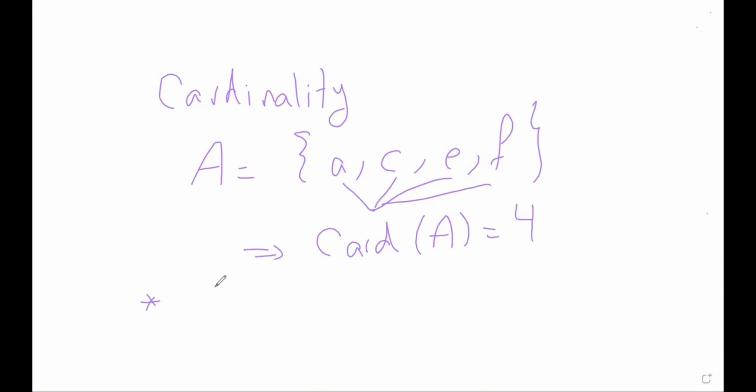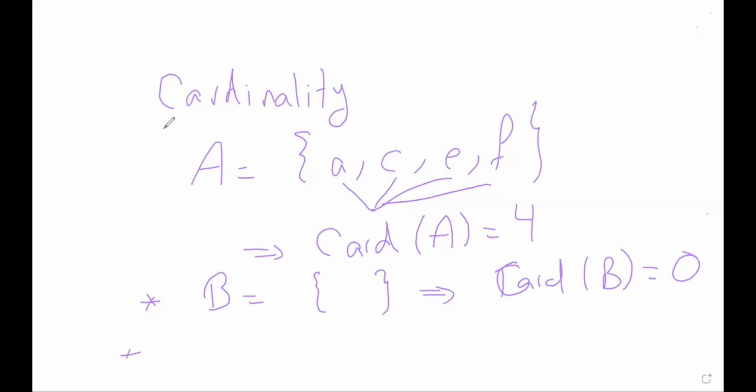Let me give you another example. If we have the set B, which contains only curly braces with no elements in it, then since B contains no elements, we can say that the cardinality of B is equal to 0 in this case. Another example.